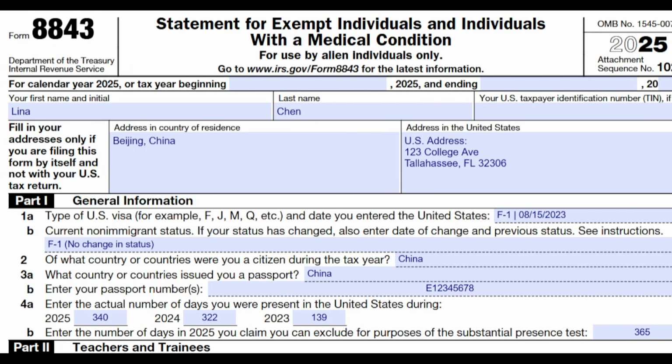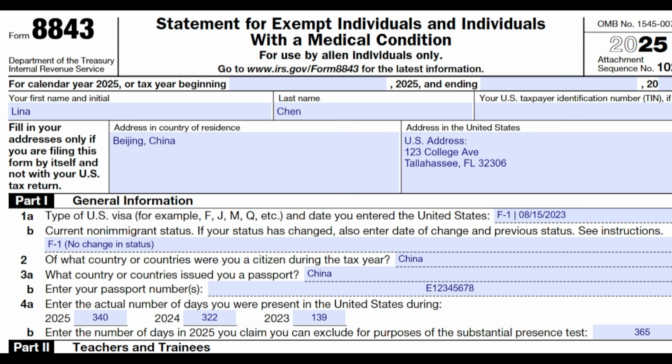And before we even get to part 1, I guess I should show you what we're doing to fill it out. So when you're at the top of the 8843, you're seeing your personal information. So it starts out with your name, first name, and then your middle initial. I didn't provide a middle initial here, so we have just Lena, and then we have Chin as the second part of it for the last name.